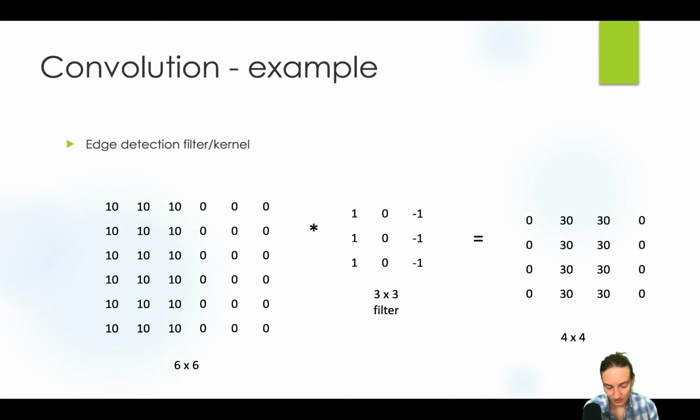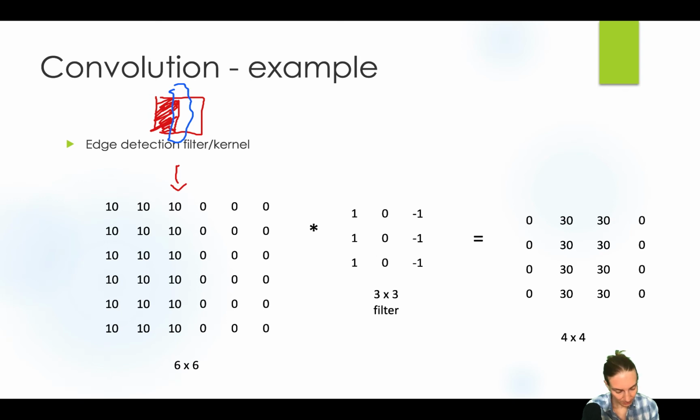This matrix here, how does this image look? If we have our image here, it looks like this. It's half dark, half white. So if we apply an edge detection filter to it, it should really highlight this area here.